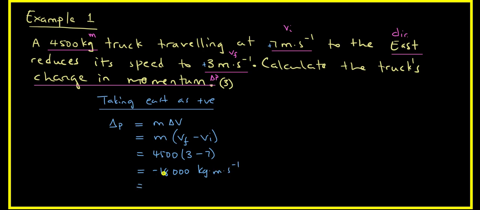Now since I have a negative answer here, my negative sign stands for direction. So I need to rewrite my answer: 18,000 kg·m/s, and I state the correct direction. This direction is to the west, since I took east as positive. So that's the change in the momentum that has occurred when the velocity of the truck changed.